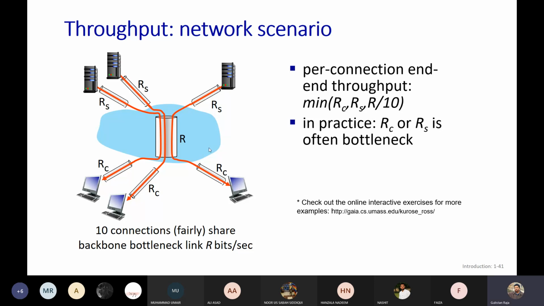And the minimum of these three will be used. Whatever the minimum of these three is, that will be used as the per-connection end-to-end throughput. That's logical, right, whatever is the minimum. Please focus on this. This is important. There are three link throughputs from here to here. Let's say this client has Rs. Now because this capital R is shared between 10 users, for each user you will have R/10, and this is Rc. So whatever the minimum is, that will be the throughput for that connection.